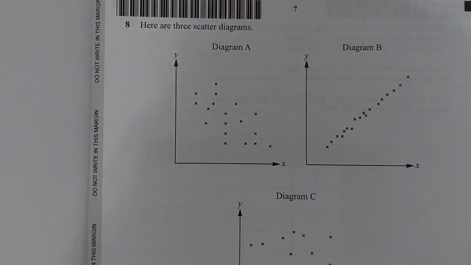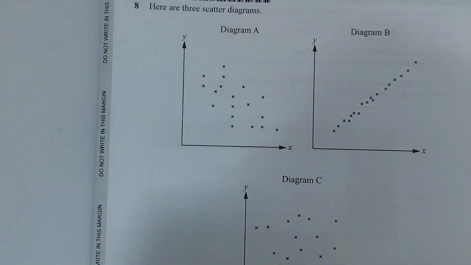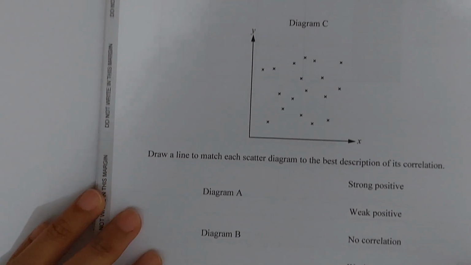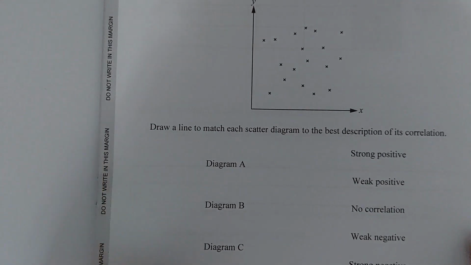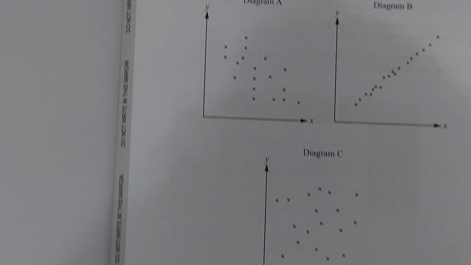Okay, this one is a good example about the scatter graph. On the scatter graph, you will compare 2 variables, and sometimes the question will ask you whether this one is positive, negative, or no relationship at all. Here are 3 scatter graphs, right? This one and that one, diagram B, and then diagram C. And then it says draw a line to match each scatter diagram to the best description of its correlation. Diagram A.